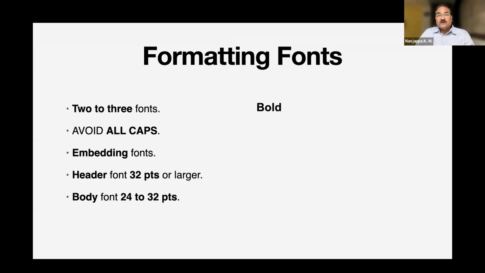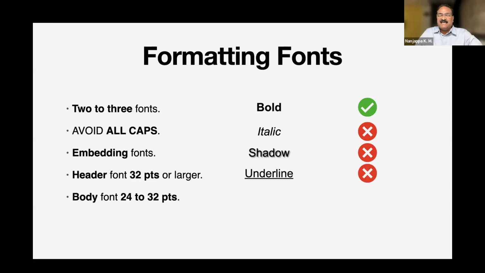Once you have your fonts in place, you want to highlight certain portions of the presentation. So how can you do it? Making your fonts bold is definitely a good thing. But try to avoid italics, shadows or underlining. That's passé. The new thing is highlighting a part of your presentation. That's a very good way to highlight certain parts of your presentation.